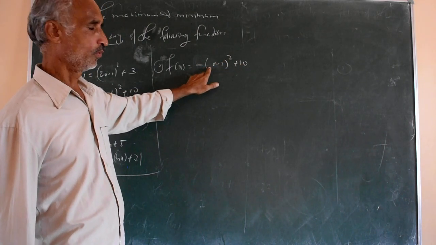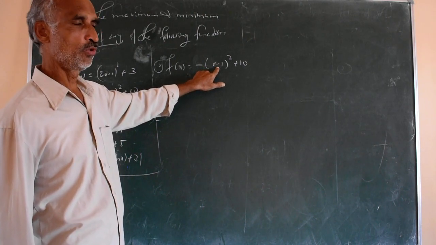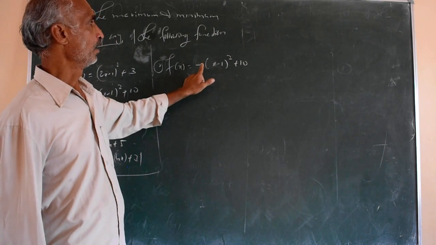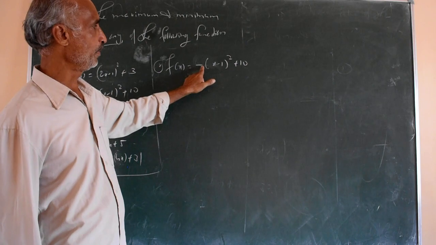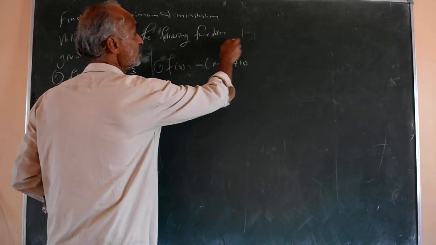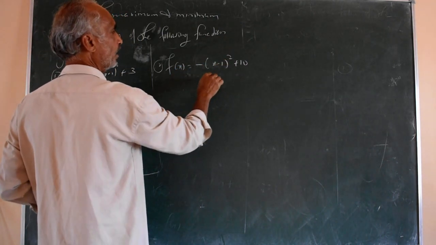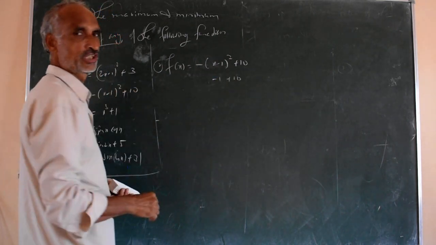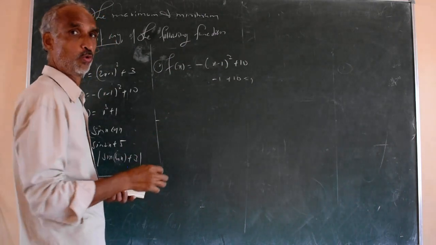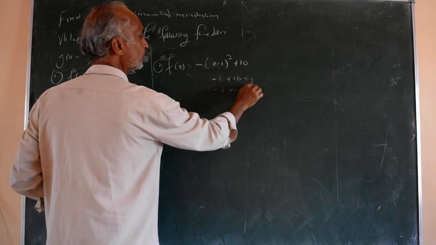As the value of (x minus 1) the whole square keeps on increasing, what happens? The value of this function decreases. Why does it decrease? Because of the minus. Suppose (x minus 1) the whole square is 1, outside minus 1, minus 1 plus 10 is 9. Suppose it is 2, then minus 2 plus 10 equals 8.